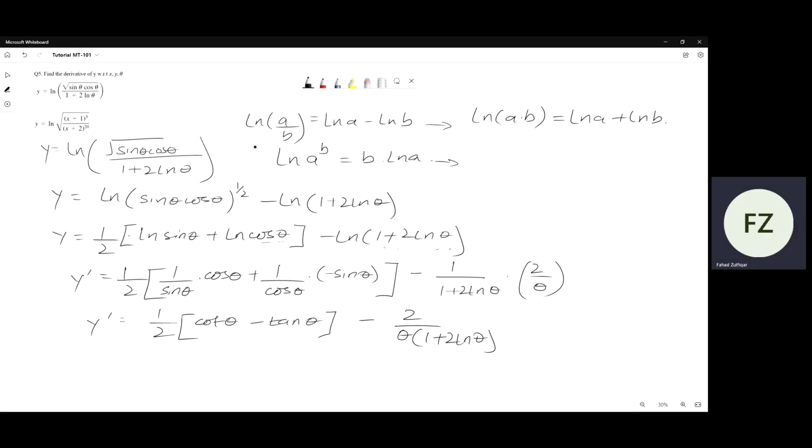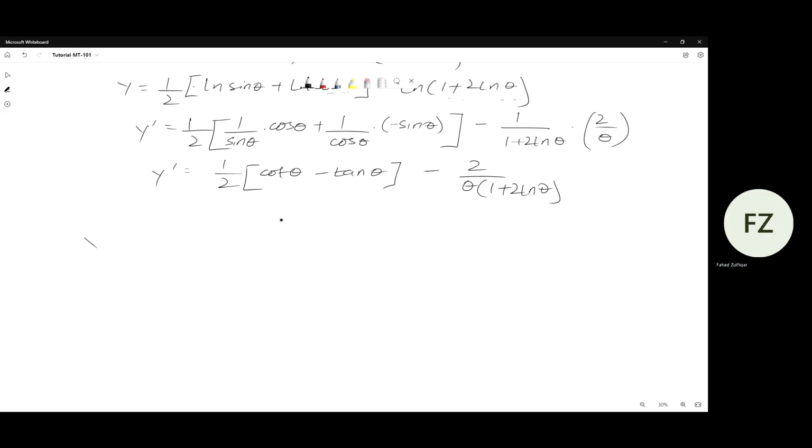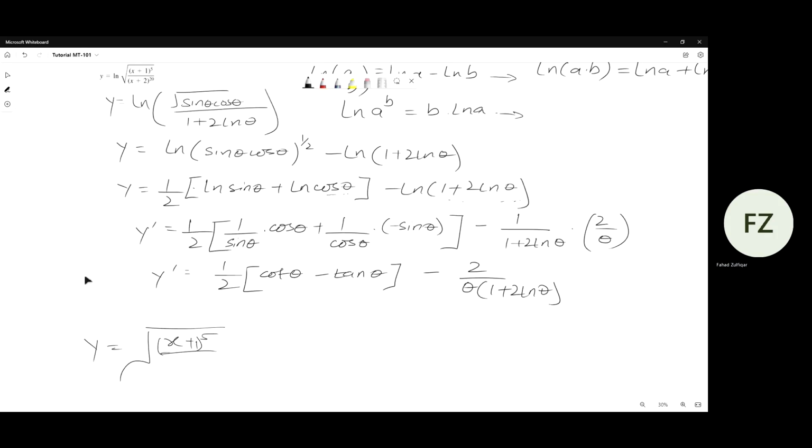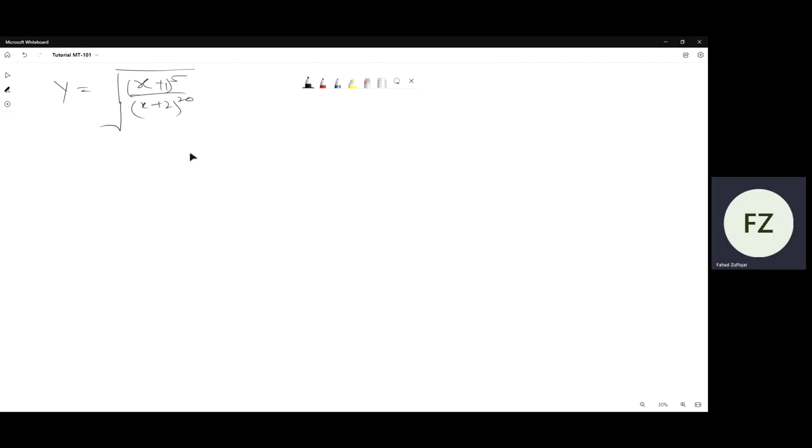Now moving on to the next part, this seems like a similar question, so we'll try to solve this one. y equals the square root of x plus 1 raised to power 5 divided by x plus 2 raised to power 20. The square root applies to the whole numerator and denominator. This is a similar problem, so we'll use the same properties.